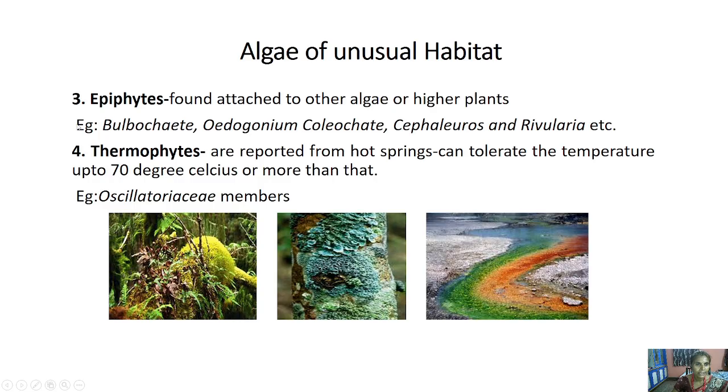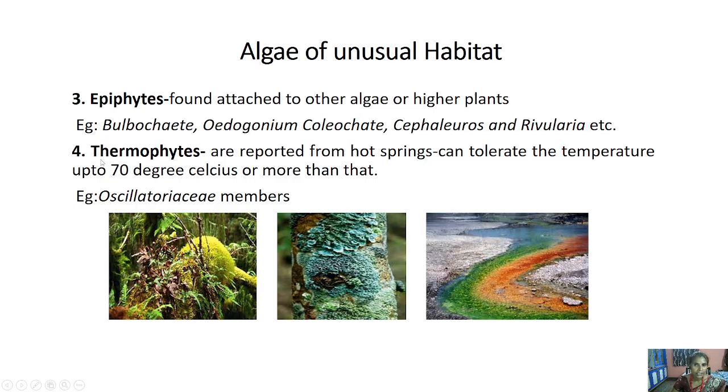Coming to the third category under unusual habitat, that is epiphytes. Epiphytes are a group of algae which are found attached on other algae or other higher plants. The algae which are growing on other plants are referred to as epiphytes. Epi means above, phyta means plants. The algae which are growing on the surface of the plants are referred to as epiphytes. Examples for epiphytic algae are Bulbochaete, Oedogonium, Cephaleuros, and Rivularia.